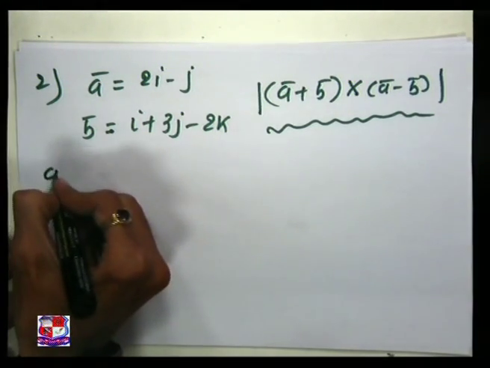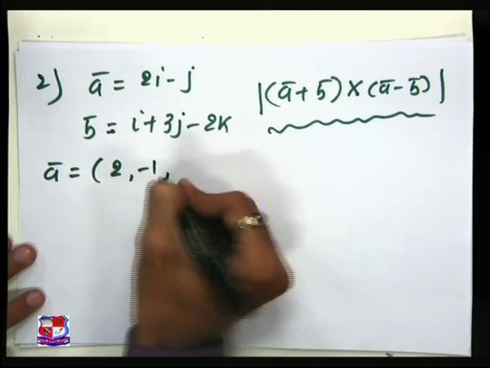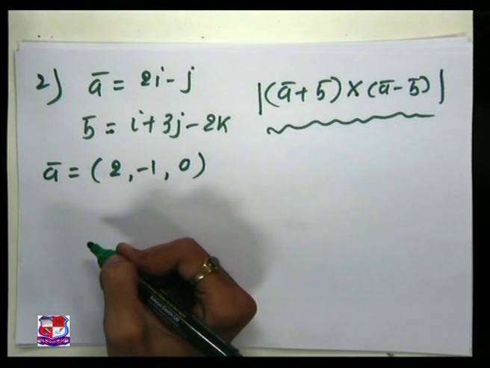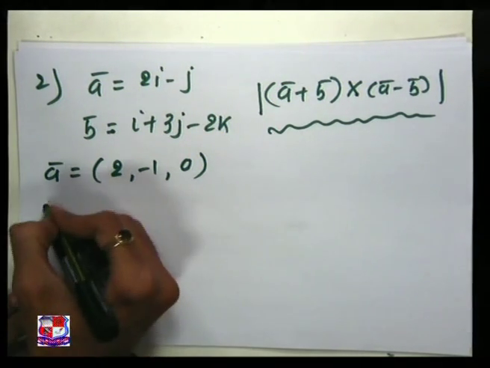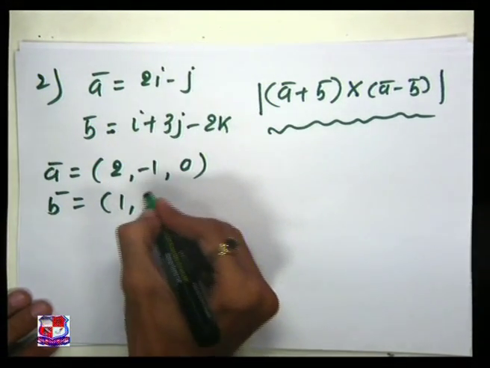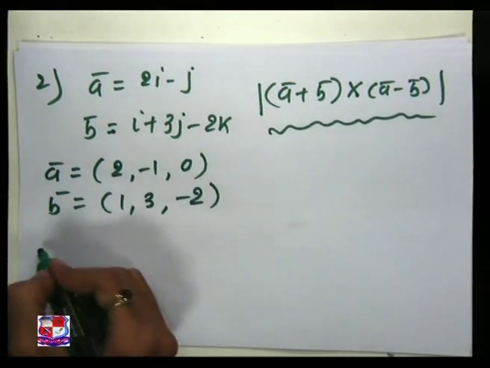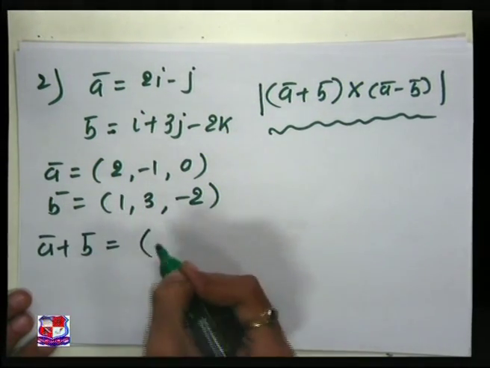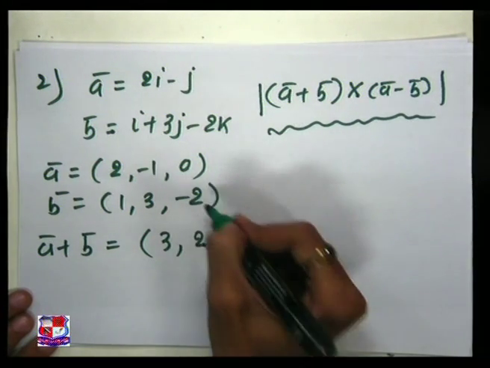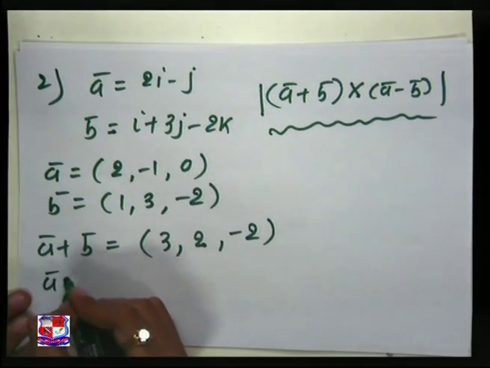So here a bar is equal to 2, coefficient of j is minus 1, and coefficient of k is equal to 0. So that is 2, minus 1, 0, and for b bar, coefficient of i is 1, then 3 and minus 2. This is a bar, b bar. So easily we get a bar plus b bar: 2 plus 1, that is 3, minus 1 plus 3, that is 2, and 0 minus 2, that is minus 2. So a bar plus b bar is equal to 3, 2, minus 2.